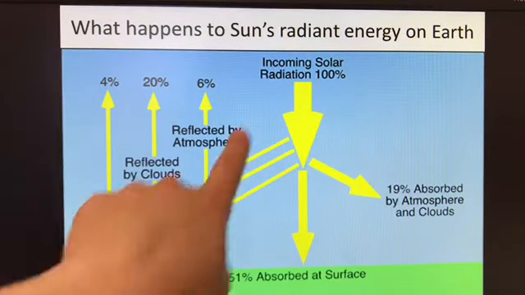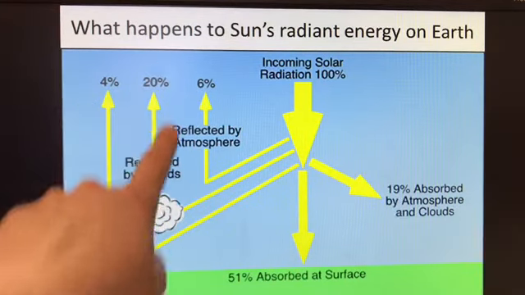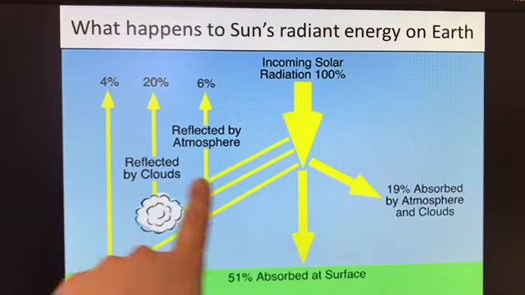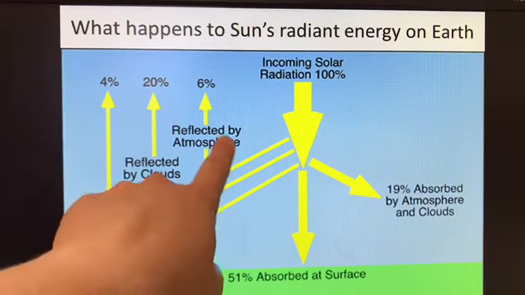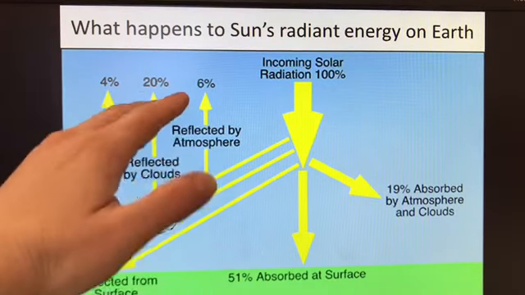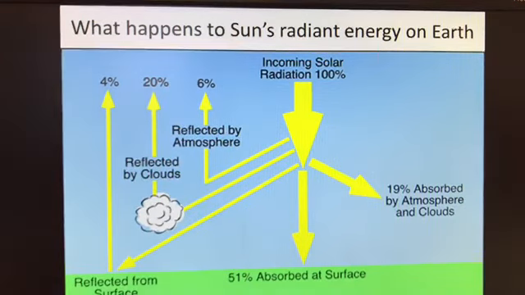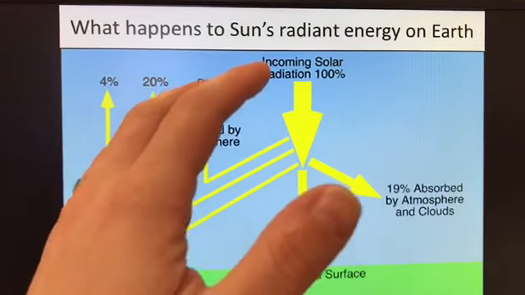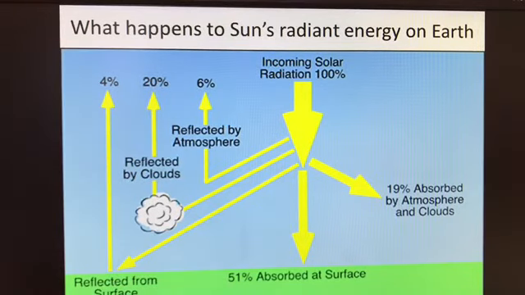20% gets reflected off the clouds. So it gets down, hits the sky, the clouds, and bounces off. So on a cloudy day, it's cooler because less of that radiant energy gets in. 20% gets bounced off the clouds, even more if it's a cloudy day. Reflected by the atmosphere, only 6% of the radiant energy that hits the atmosphere actually gets reflected away. So a lot of the radiant thermal energy that comes from the sun actually gets absorbed. 51% gets absorbed by the surface of the earth. Okay, so that kind of gives you a little bit of perspective there.